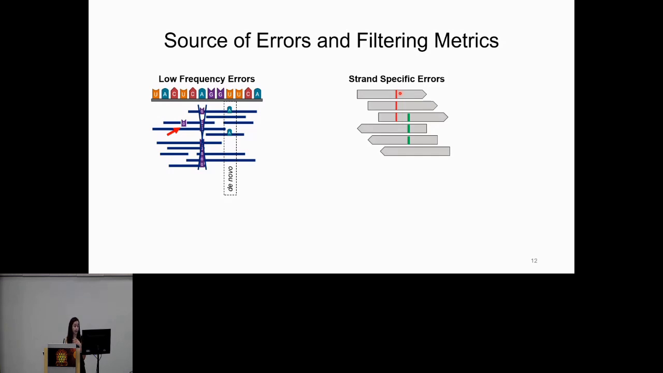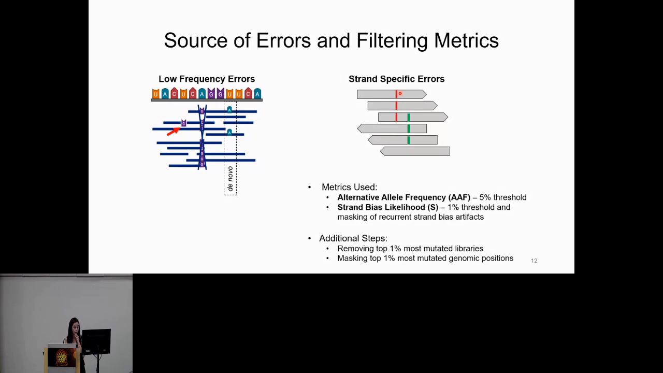So to tackle these two types of errors, we use two metrics. The alternative allele frequency, which is a common filter, and the strand bias likelihood metric, which is a metric that we developed to be able to identify these strand-specific errors. We also have additional steps, which basically remove extreme cases of either mutations or libraries.